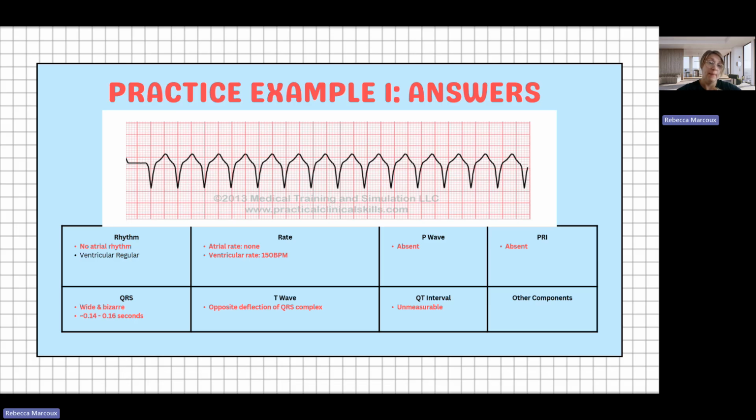So, again, just a recap, in ventricular tachycardia, we have no atrial rate or rhythm because we have no P waves. This is originating in our ventricles, okay? We know it's ventricular tachycardia because we have a rate of 150 beats per minute in this one. Our QRS complexes are wide, so they're greater than 0.12 seconds, and we have our discordant T waves. So T waves are in the opposite direction of our QRS complexes. So this is a ventricular tachycardia.